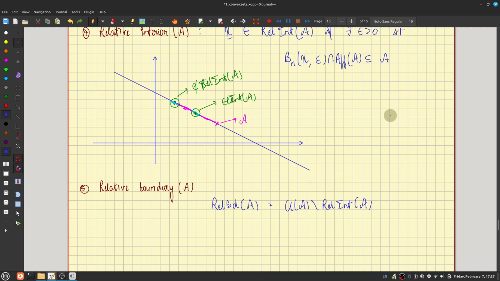Every point in Q is a boundary point. Okay, so let's stop here.